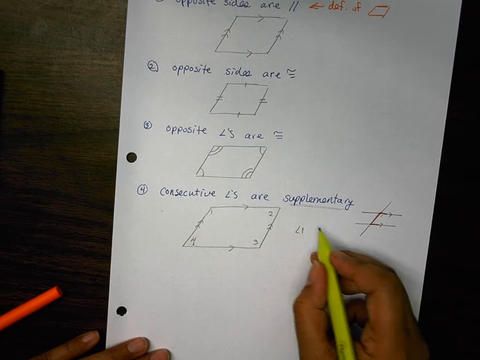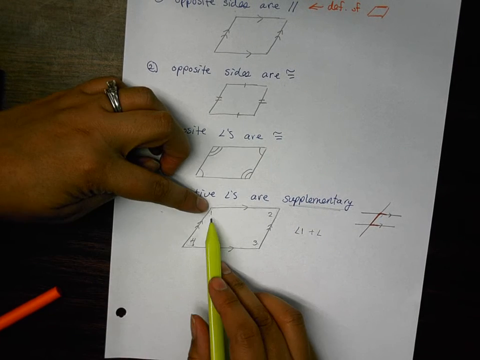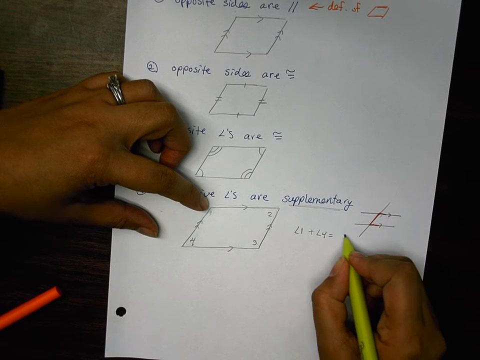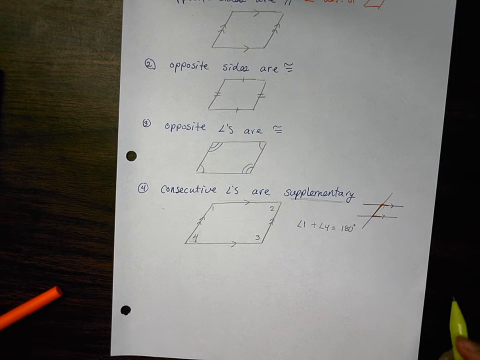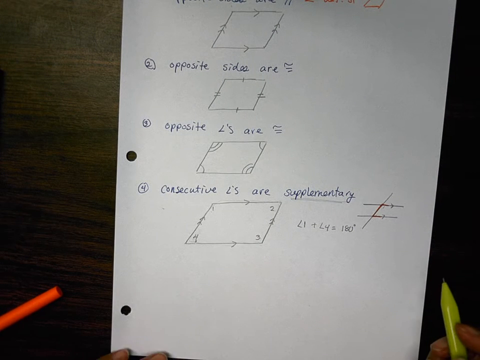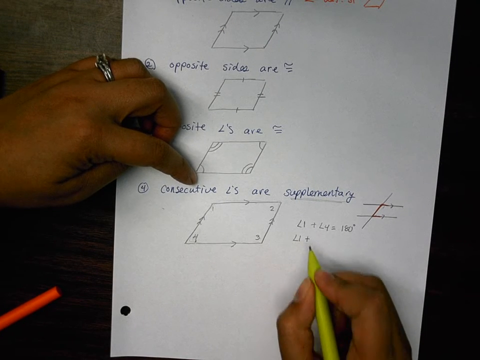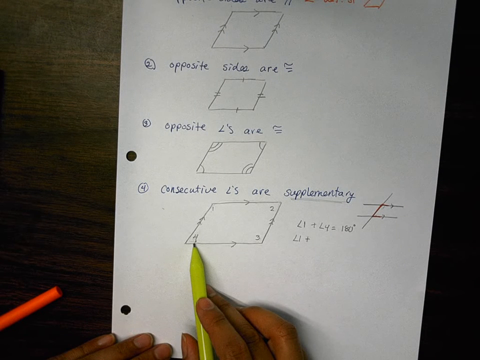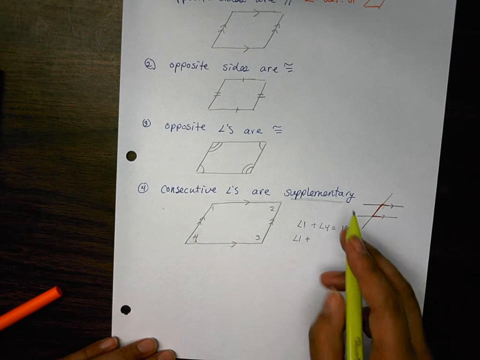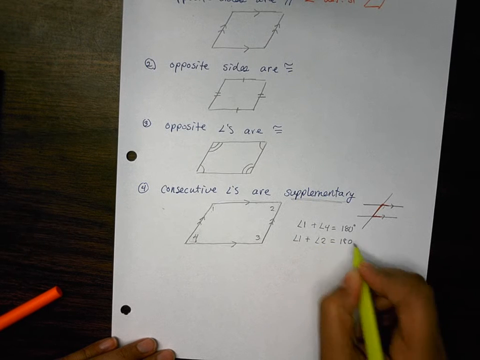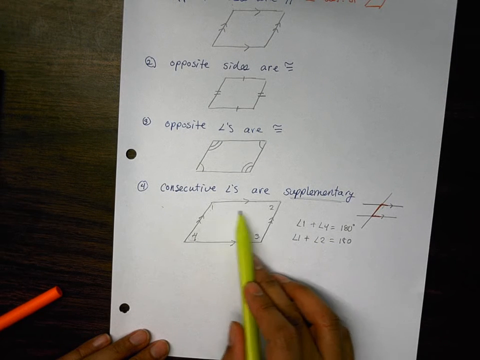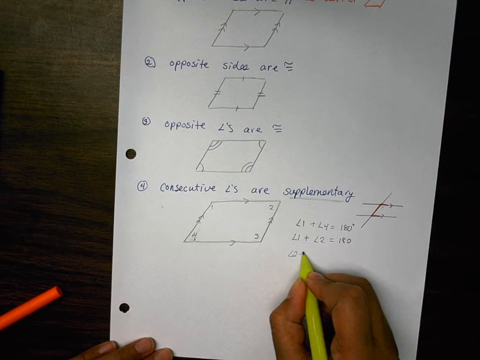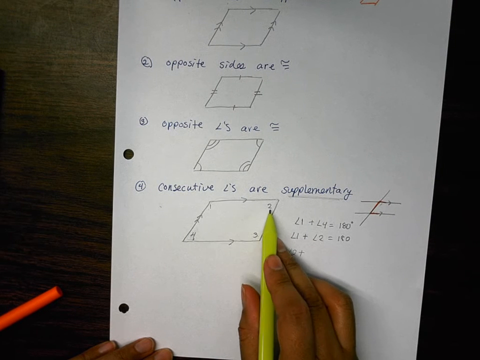Got it? All right, so let's just write that down so we have it and we're able to use it. Angle 1 plus angle 4 equals 180. Now, angle 1 plus another angle also equals 180: 1 plus 4 and 1 plus 2. Does everybody agree with that? 1 plus 4 and 1 plus 2. Yes or no?